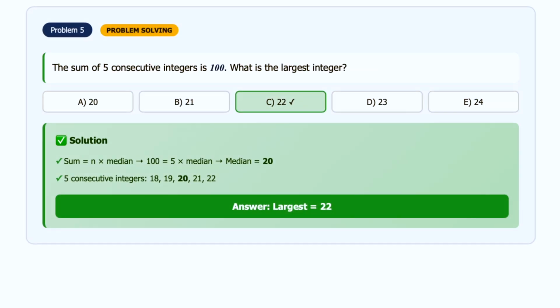Problem 5. The sum of 5 consecutive integers is 100. What is the largest integer? Using our formula, sum equals n times the median. So 100 equals 5 times the median, giving median equals 20. The 5 consecutive integers centered at 20 are 18, 19, 20, 21, and 22. The largest is 22. The answer is C.